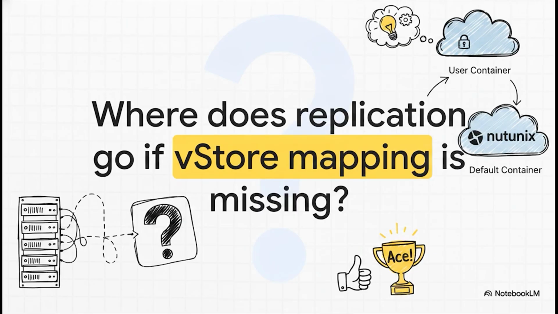I want to leave you with one final question to test your gut instinct and make sure you really grasp the why before you take this exam. Think about this scenario. If a vStore mapping isn't configured and a container with the exact same name doesn't exist on your remote site, where does your replication actually end up? If you know the answer to that, then you truly understand the real-world stakes of remote site configuration.